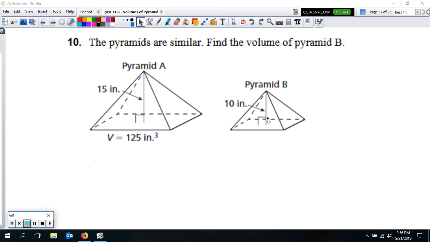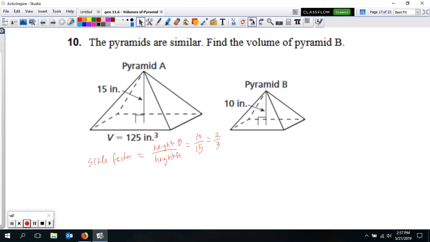All right, so hopefully you paused the video, you tried it, and now you're checking your work here. So we need to find that scale factor. We're going to use the 15 and the 10. And it really doesn't matter which one you put over. You could put pyramid A on top, pyramid B on the bottom, or you could do it the other way around, B on top and A on the bottom. So I just chose to do B over A this time. So that way it's 10 over 15, which would then reduce down to 2/3.